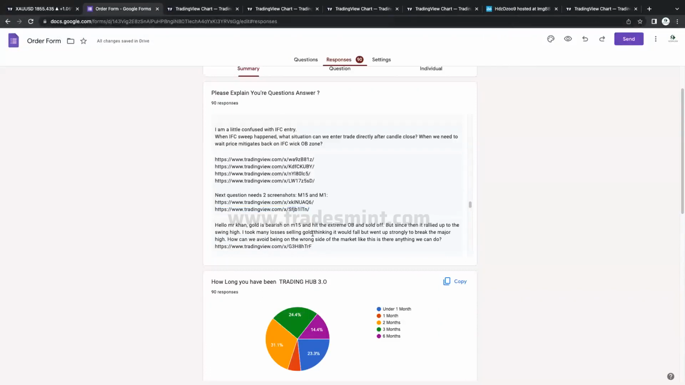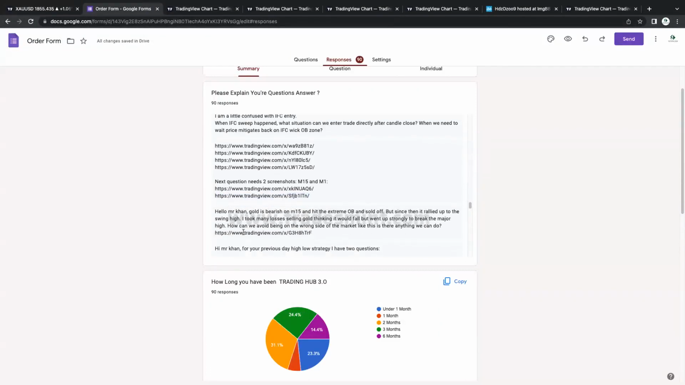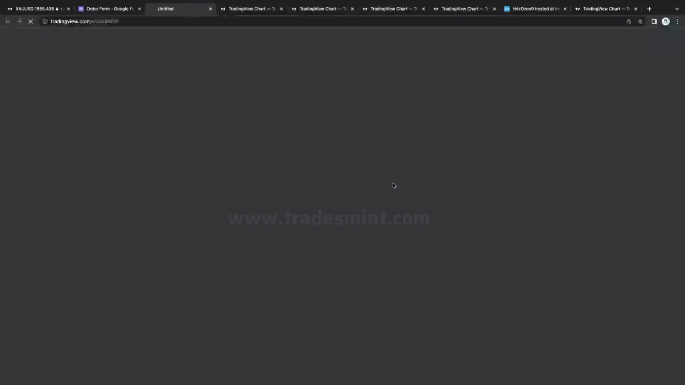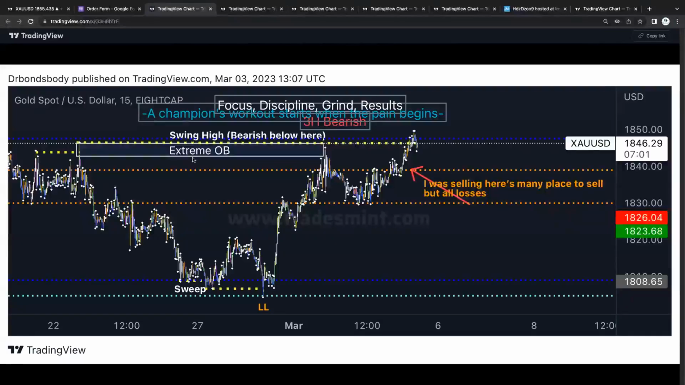Hello, Mr. Khan, gold is a base in M15, but okay, mention the TradingView URL here. Let's see. Oh, this is not a clean structure here. If I'm selling here, there are many places to sell, but I lose here. So this is not a clear structure, so I'm not sure.